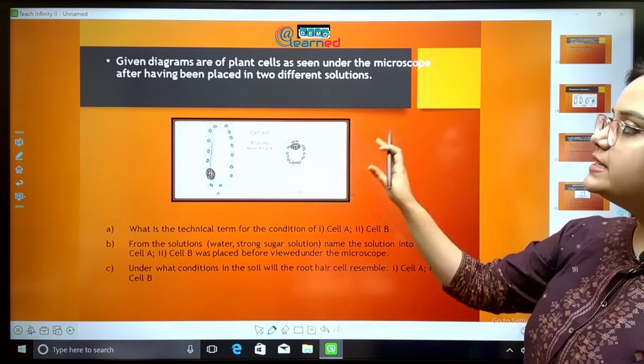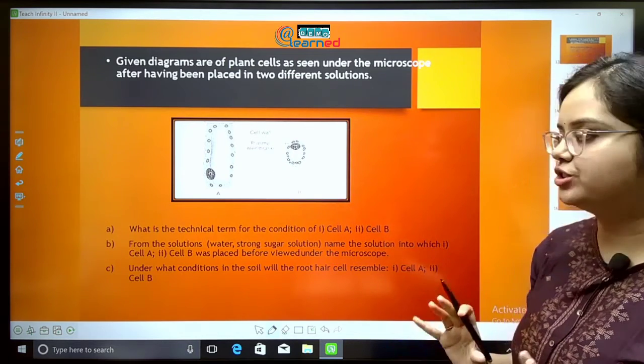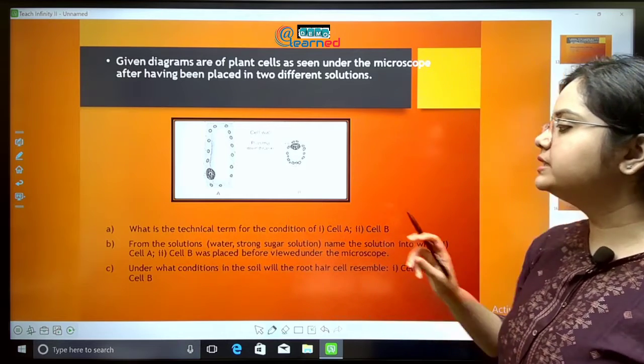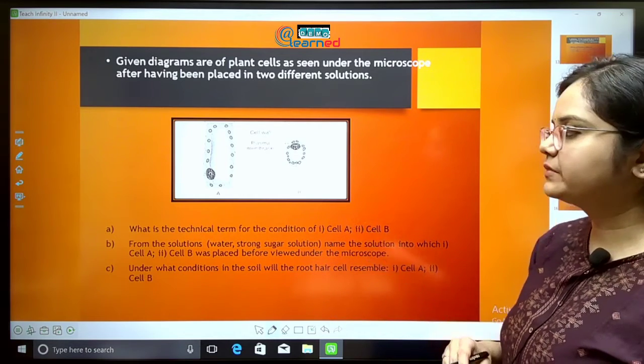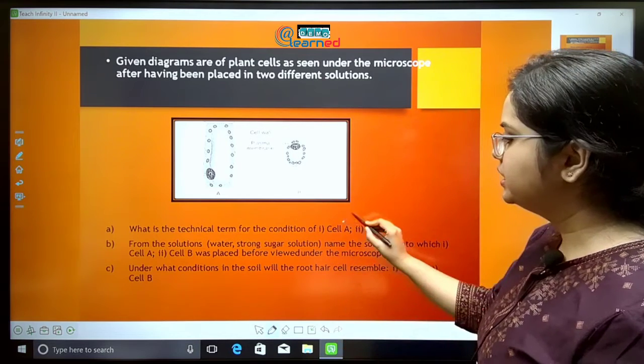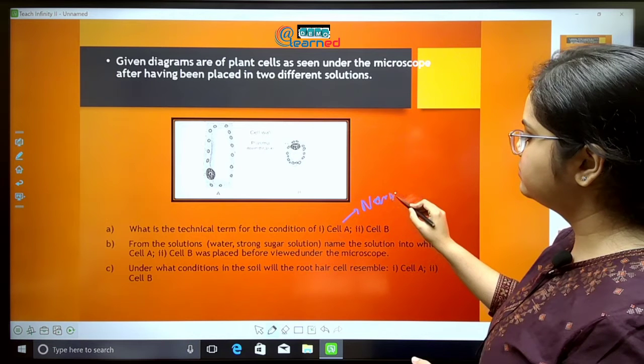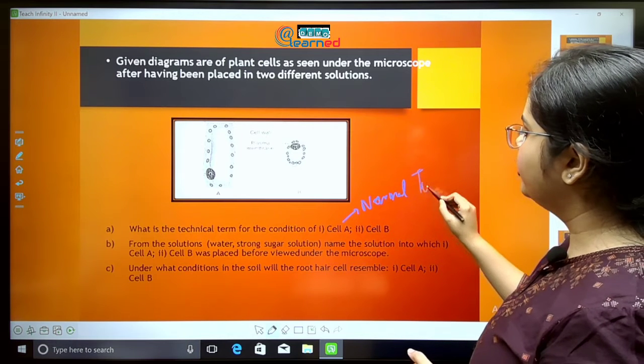So you see these two cells under the microscope which are placed into different solutions. You have to say what is the technical term for the condition of cell A. This is a normal cell which is turgid. Normal turgid cell full of water.